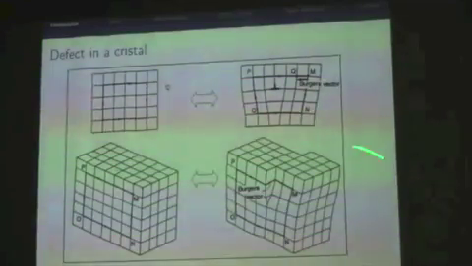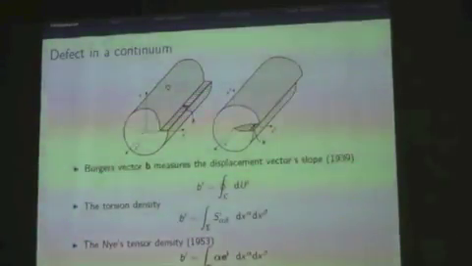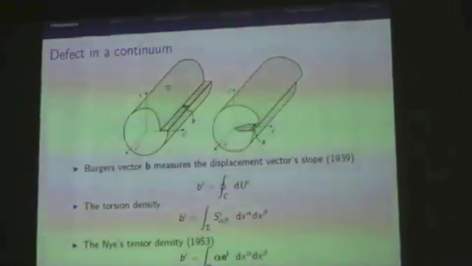In fact, what we have seen here in the case of a crystal can be generalized in a continuum. In this case, what you have to do is to cut the medium along a half plane, then push a part of the medium and glue it again. In this case we can measure the same Burgers vector, here for the edge dislocation, here for the screw dislocation. This Burgers vector measures the slope of the displacement vector along a closed curve.